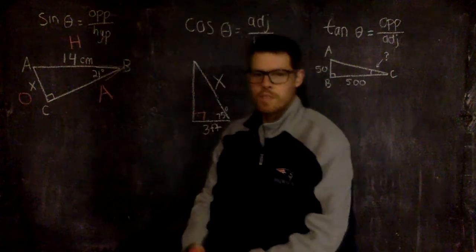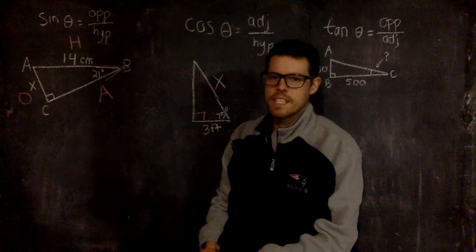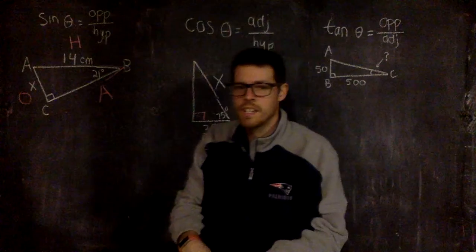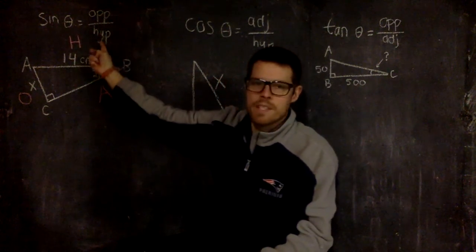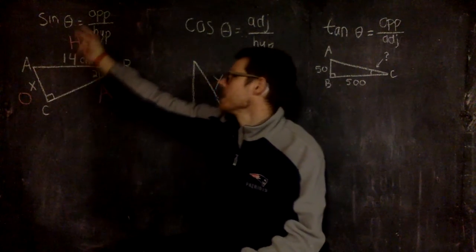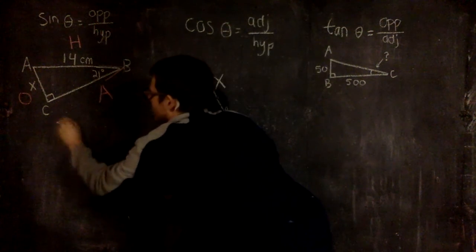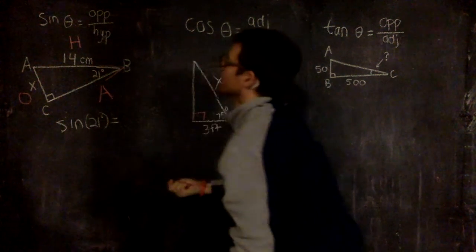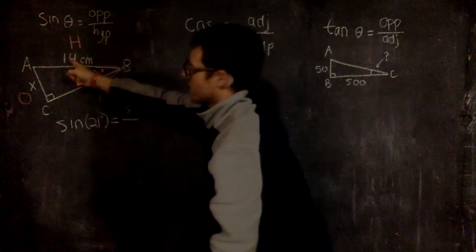So now that I've labeled the three sides of the triangle, hypotenuse, adjacent, opposite, I can see that the two sides that actually have a label on them are the opposite side and the hypotenuse. Thus, the reason that I'm going to be using sine, because sine deals with the opposite and the hypotenuse. So if I just make a replacement of the given information into our general formula, I'm going to get sine of 21 degrees equals the opposite side, which is x, over the hypotenuse, which is 14.